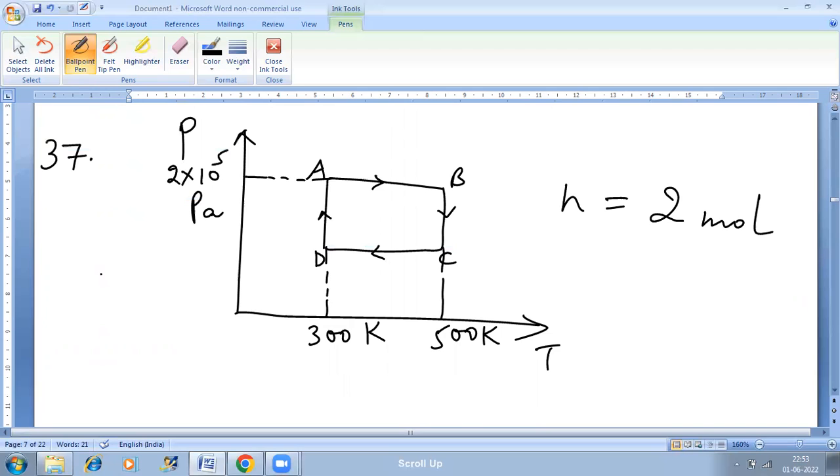And they have asked us to calculate the value of work done by the gas, taking it from A to B, which means that we have to focus only on the path AB. We don't have to look at B, C, C, D, or D, A because work is a path function and we are interested only in AB. Because the question has clearly stated that they want us to find out the work done when the process is from A to B.